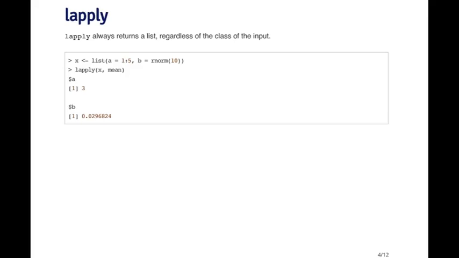So it's key to remember that lapply always returns a list. What goes in may or may not be a list, but it will be coerced to a list, and what comes out will always be a list.